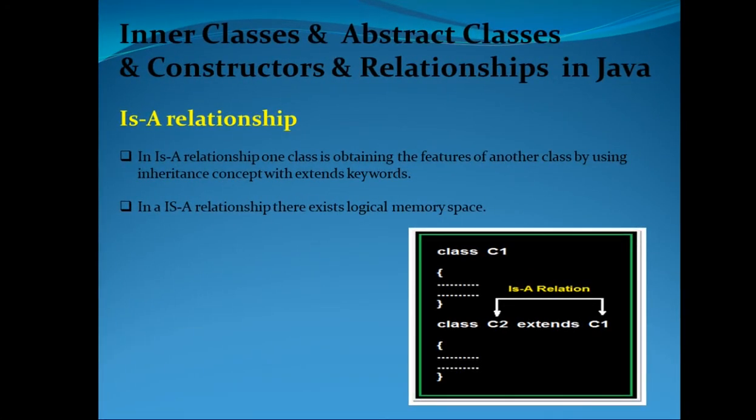The first one is the is-a relationship. In the is-a relationship, one class obtains the features of another class by using the inheritance concept with the extends keyword. In the is-a relationship, there exists logical memory space. Here we have class C1 and class C2 which extends class C1, and that relationship is known as the is-a relationship.